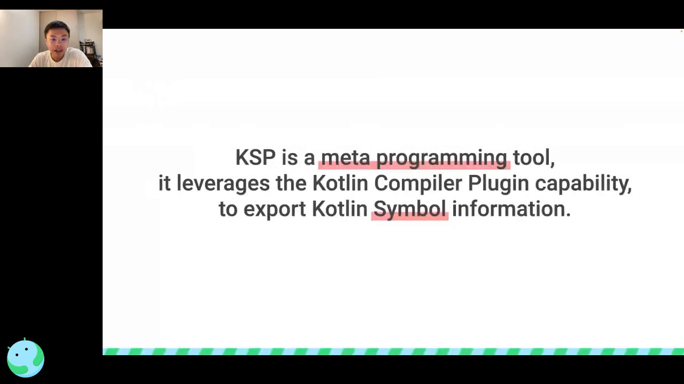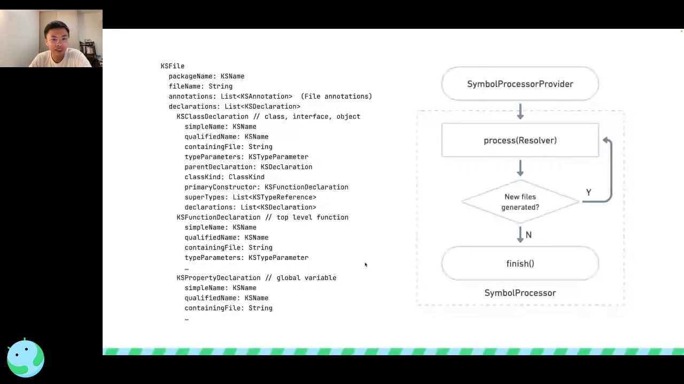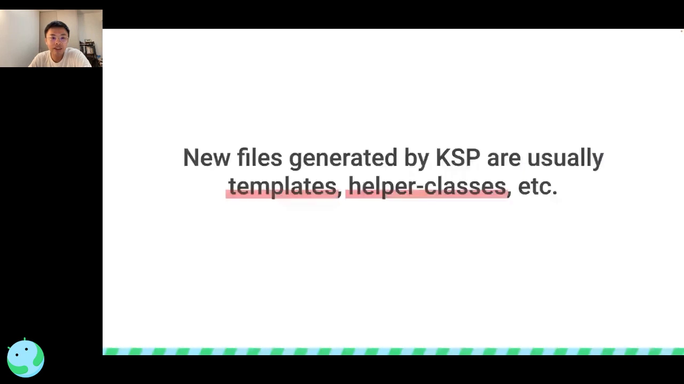Based on symbol information, we can generate some new files. And those new files will be processed again until there are no new files anymore. So you may wonder, what are those new files doing? New files generated by KSP are usually templates, helper classes, and so on.